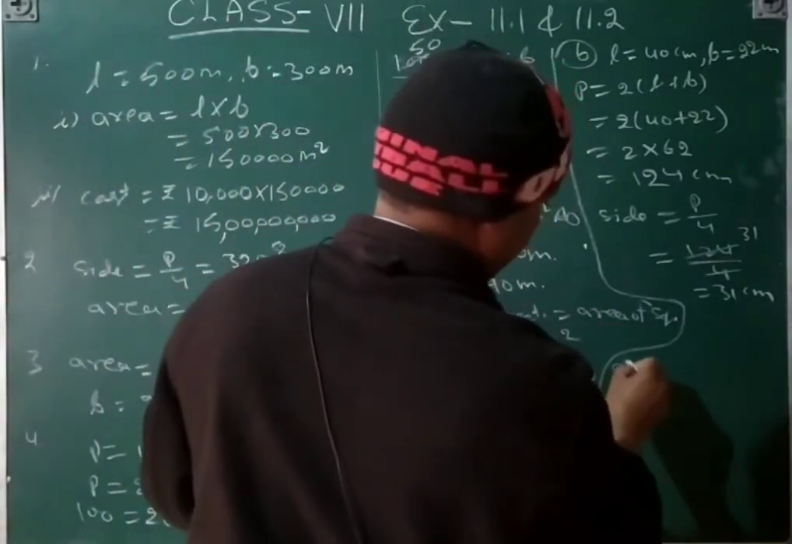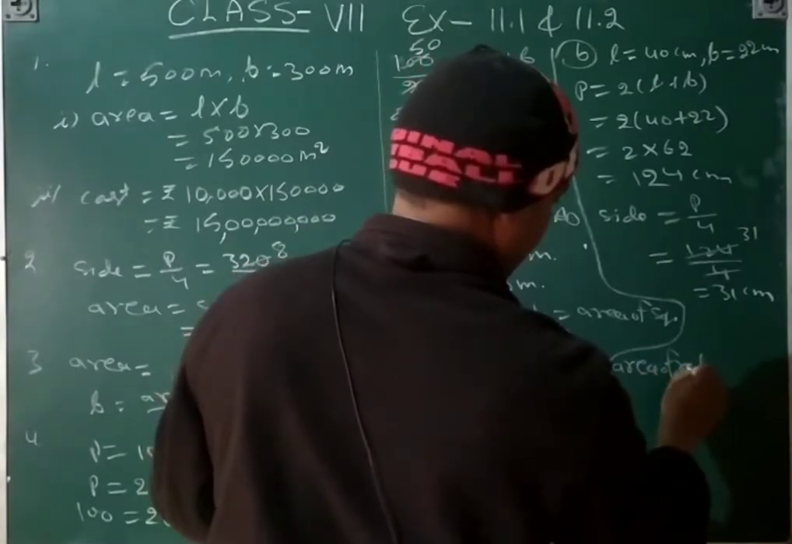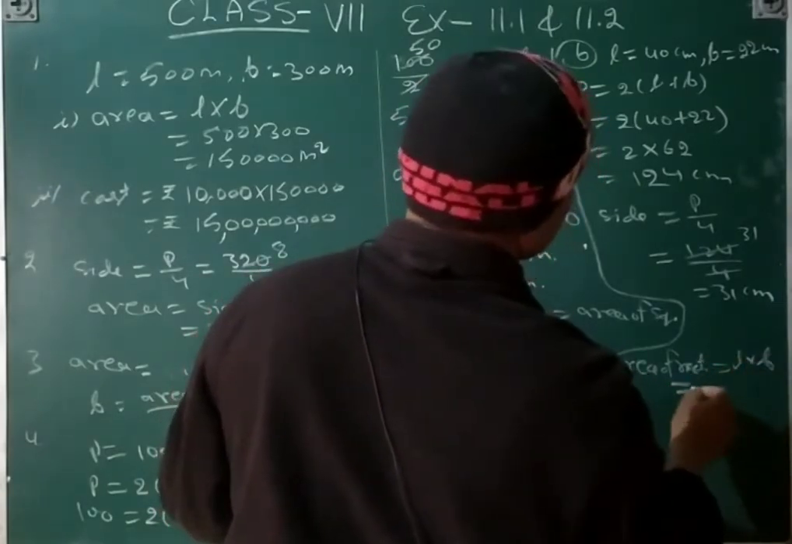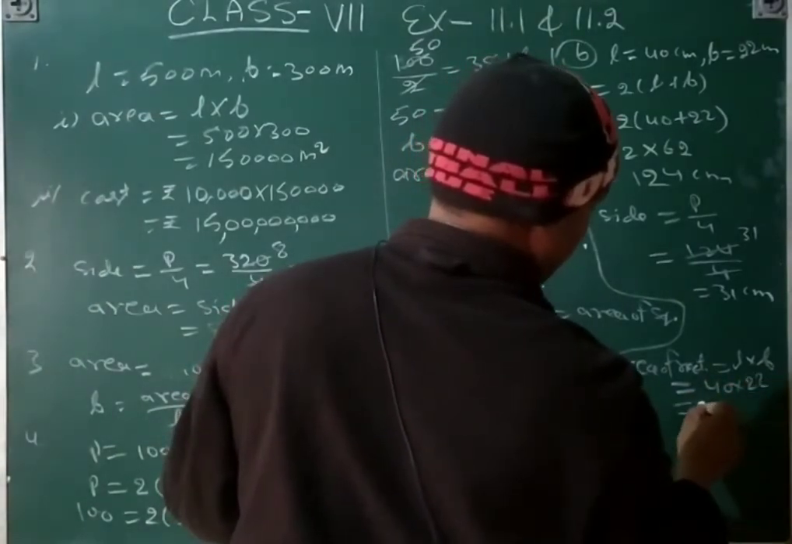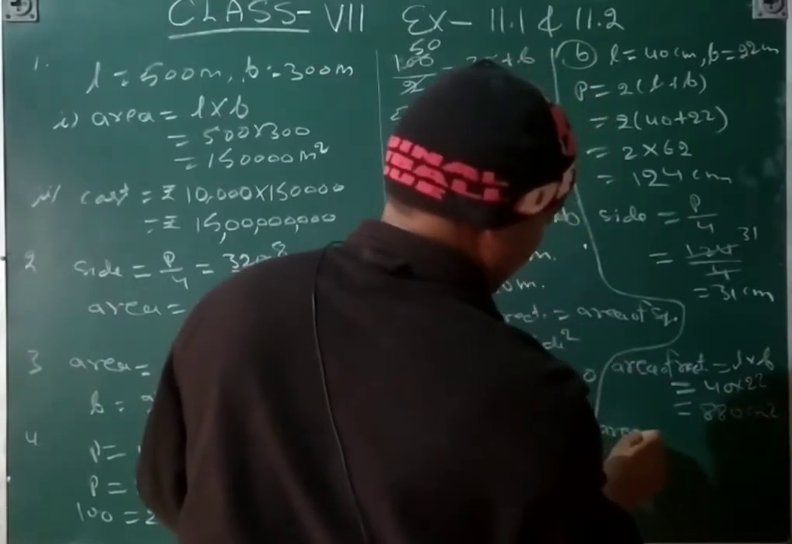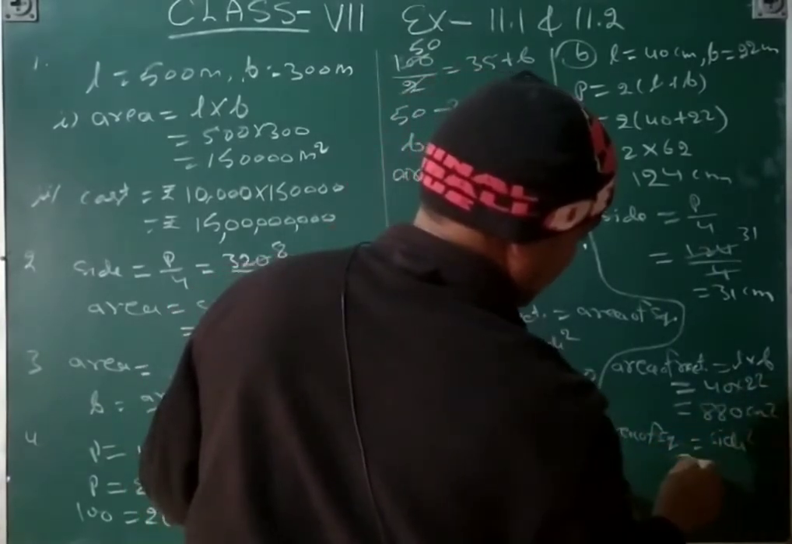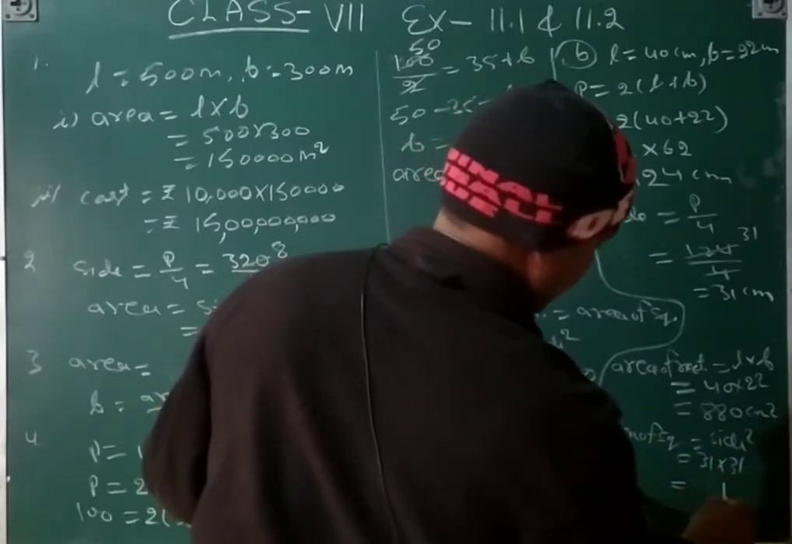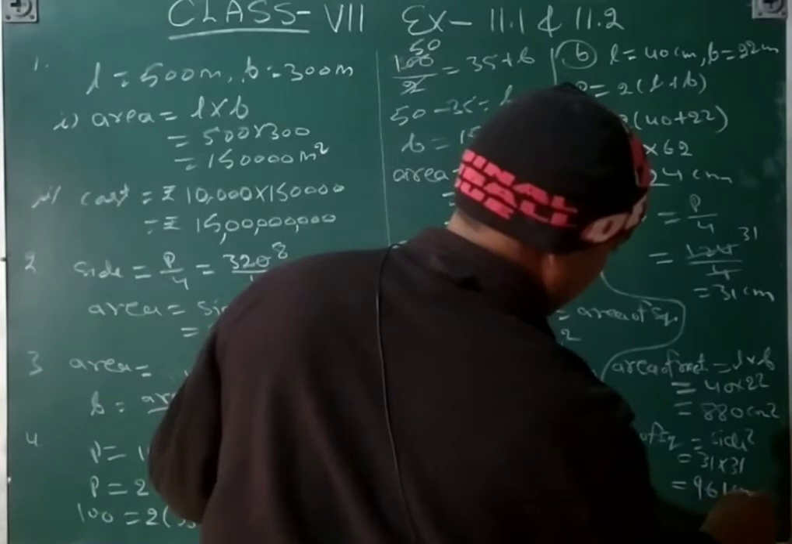So area of rectangle is equal to L into B, that is 40 into 22, which is 880 centimeter square. Area of square will be side square. So side is 31 into 31, that is 961 centimeter square.